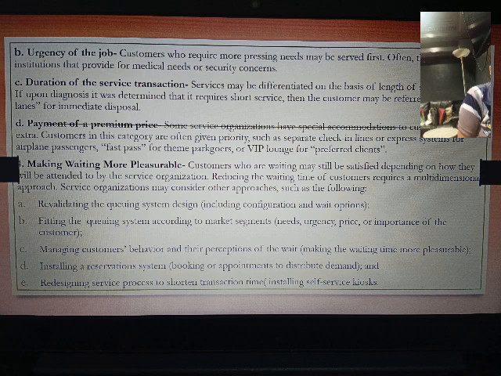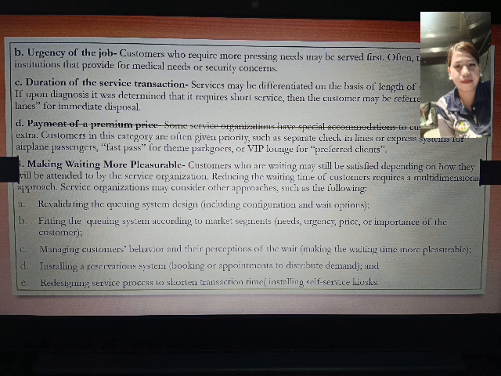Some organizations may... So another strategy is making waiting more pleasurable. Customers who are waiting may still be satisfied depending on how they will be attended by the service organization. Reducing the waiting time of customers requires a multidimensional approach. Service organizations may consider other approaches such as revalidating the queuing system, including configuration and wait options. Next is fitting the queuing system according to market segments, according to needs, urgency, price, or importance of the customer. Then managing customers' behavior and their perceptions of the wait, making the time more pleasurable. Then installing a reservation system or booking of appointments to distribute demand, and redesigning the service process to shorten transaction time.